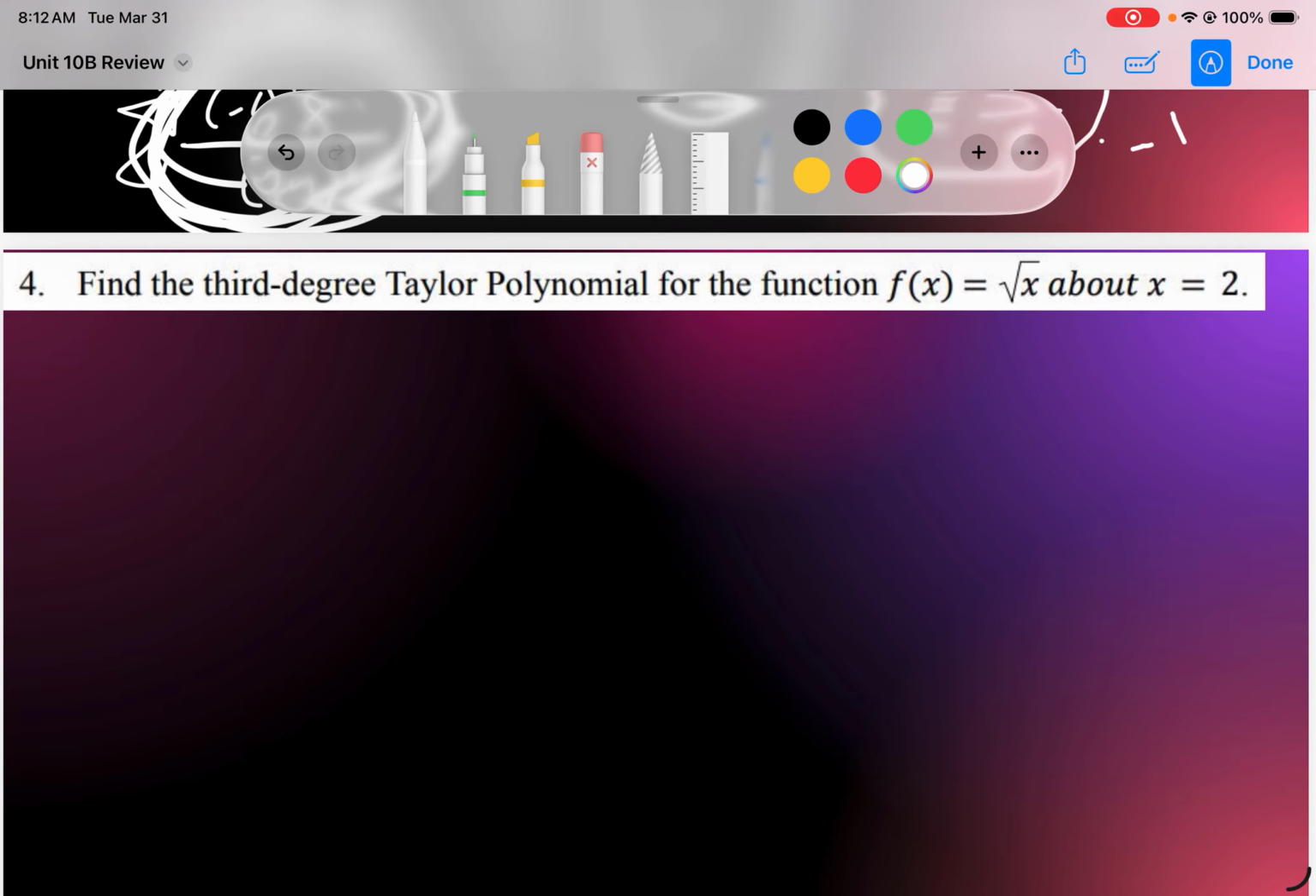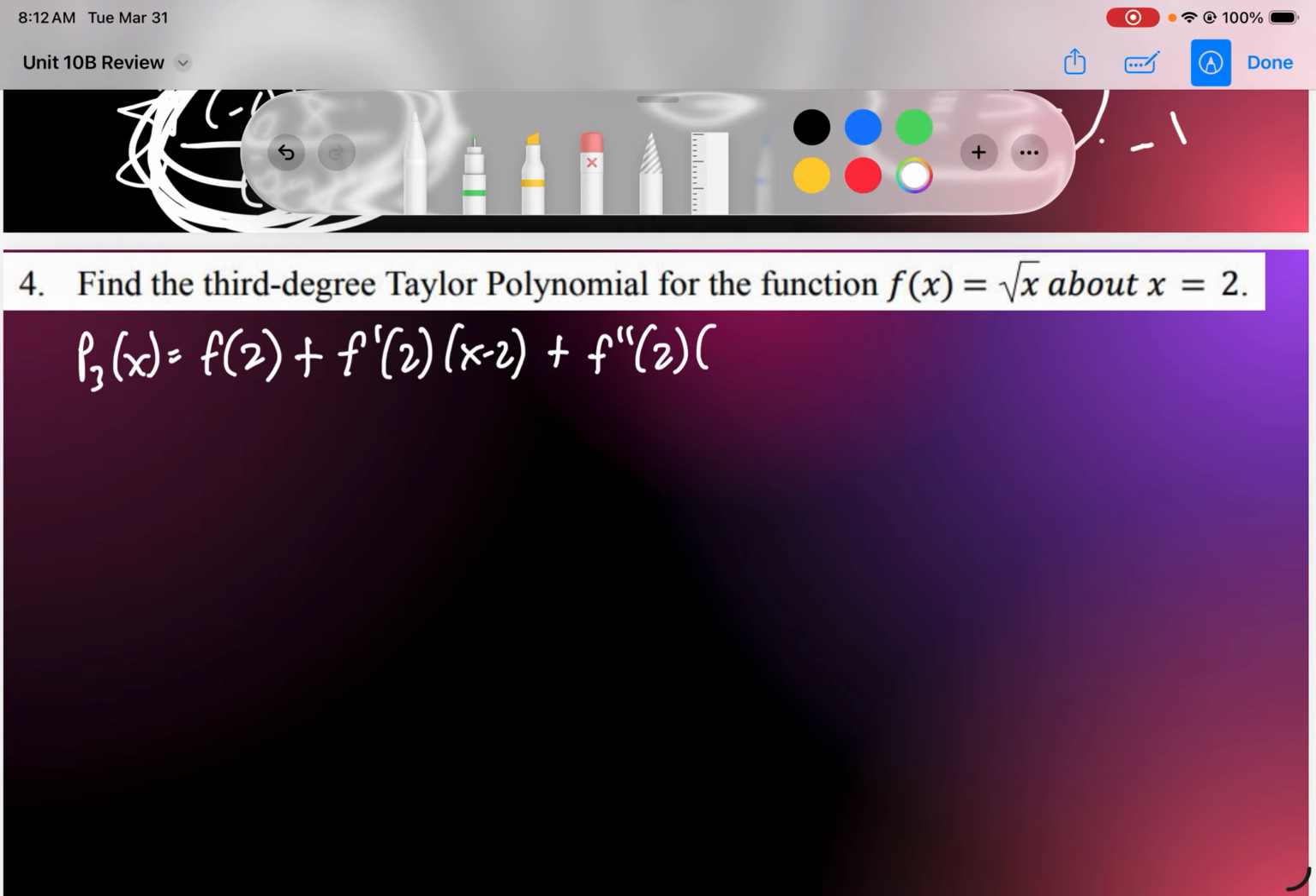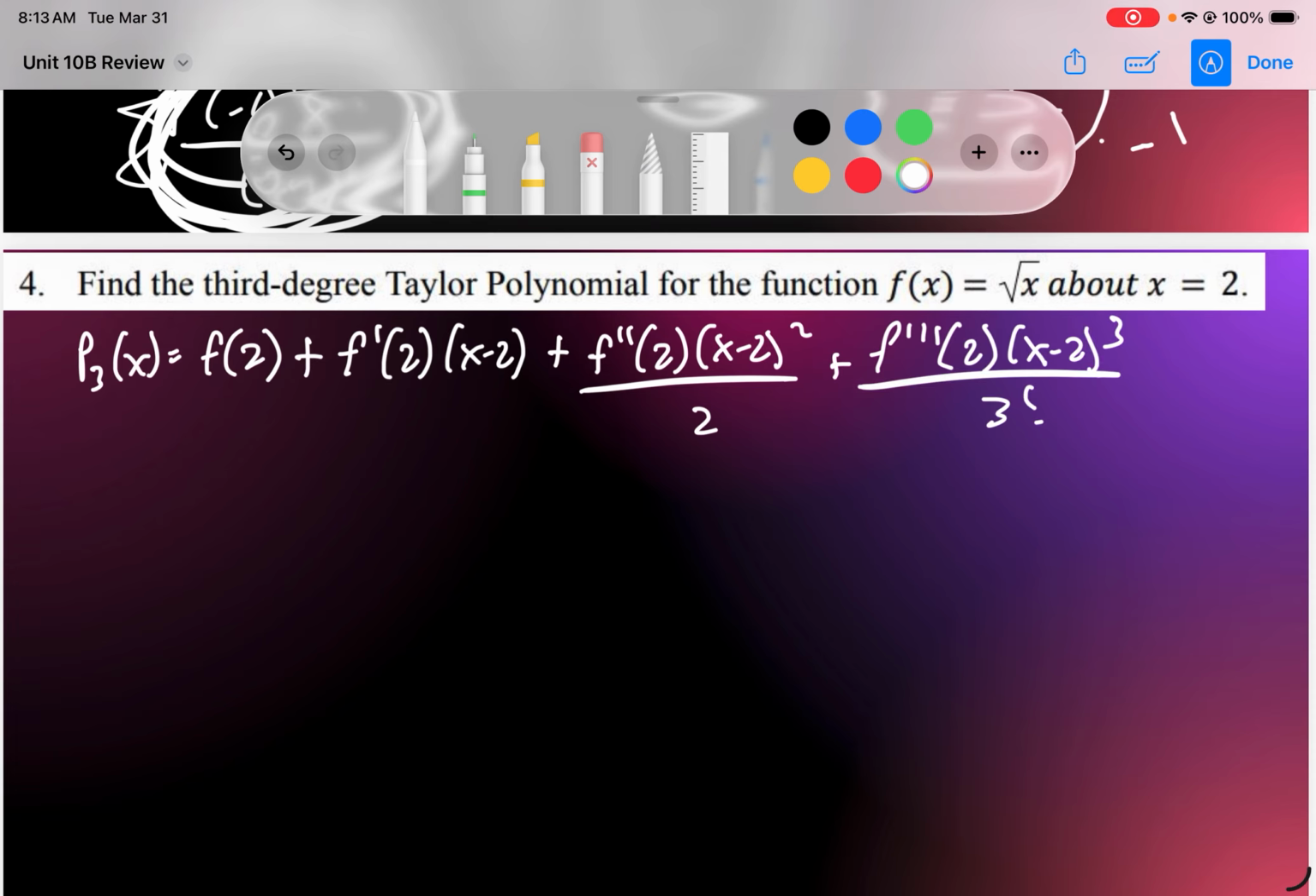Find the third degree Taylor polynomial for the function f of x equals square root of x around x equals 2. All right, so this one I just got to build it out. I'll say p sub 3 of x is going to be equal to, it's around 2, so f of 2. It's not Maclaurin, so I'm not plugging in 0. Plus f prime of 2 times (x minus 2) over 1, plus f double prime of 2 times (x minus 2) squared over 2, third degree, so one more: plus the third derivative of 2 times (x minus 2) cubed over 3 factorial.